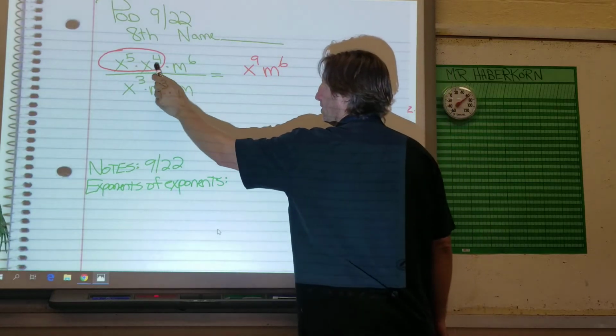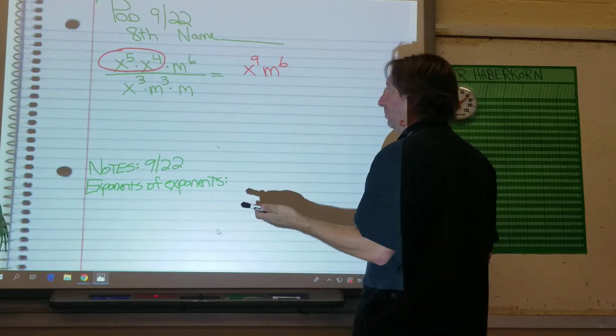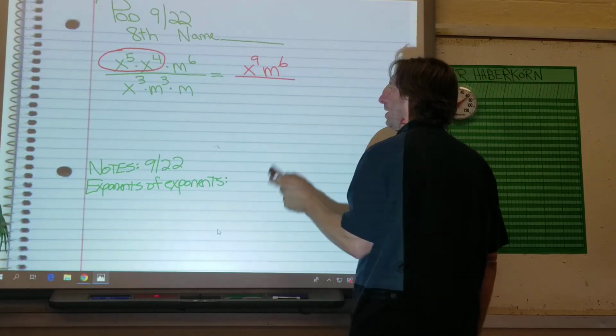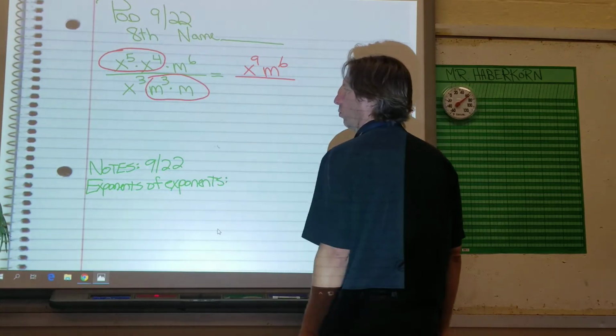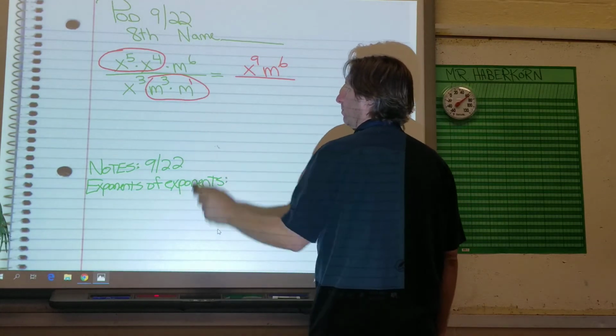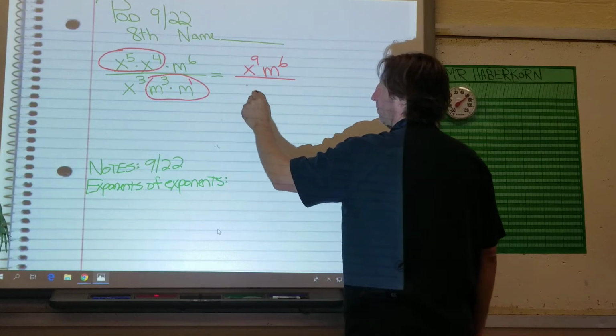I put multiplication symbols in here. We don't always need those. If they're touching each other, it means multiply. Let's take a look at the bottom. I see I have an m to the 3rd and just a regular m, which we know is m to the 1. So that would be m to the 4. 3 plus 1 is 4.